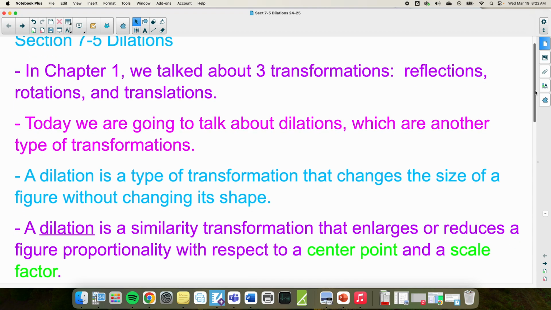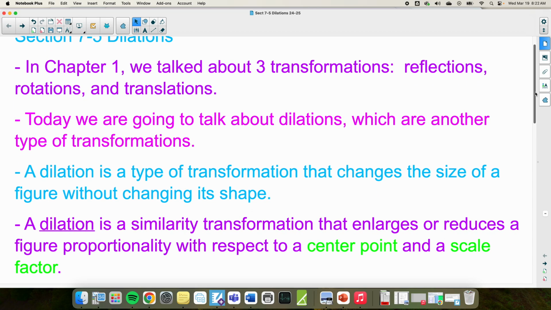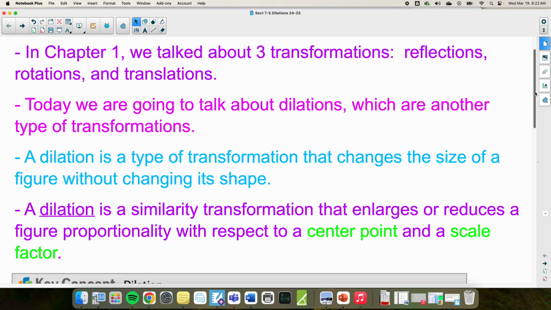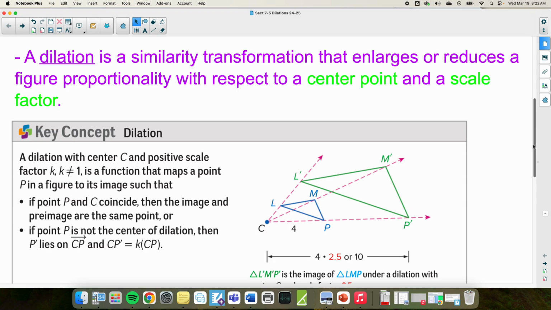So today we're doing dilations, and with dilations, what's gonna happen is you're gonna get figures that are similar. This fits in that chapter when we did similar figures, where you either enlarge them or shrink them down. And when you do a dilation, you need to know two things.